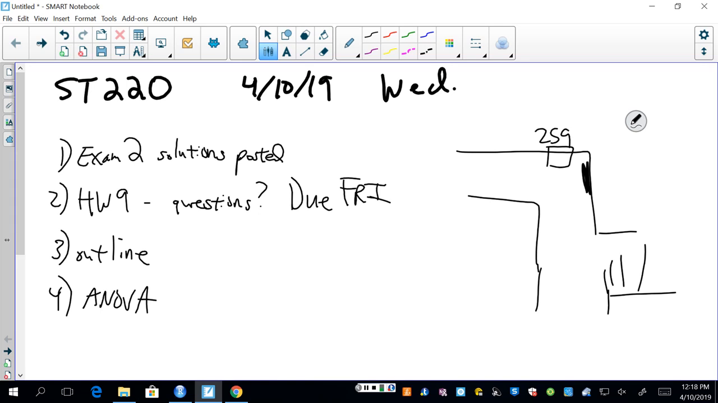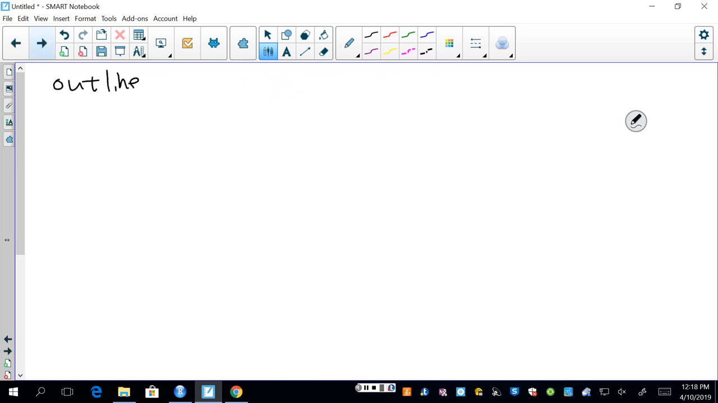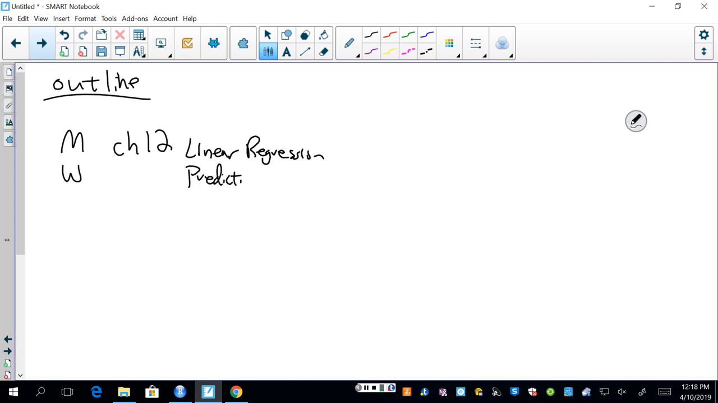So in terms of outline, we have today's class. Next week there's Monday and Wednesday. In this one we're going to look at chapter 12, which has to do with linear regression and prediction of an outcome, for a couple of days. Then there's an Easter break that comes in there. Easter is Friday and Monday for break.